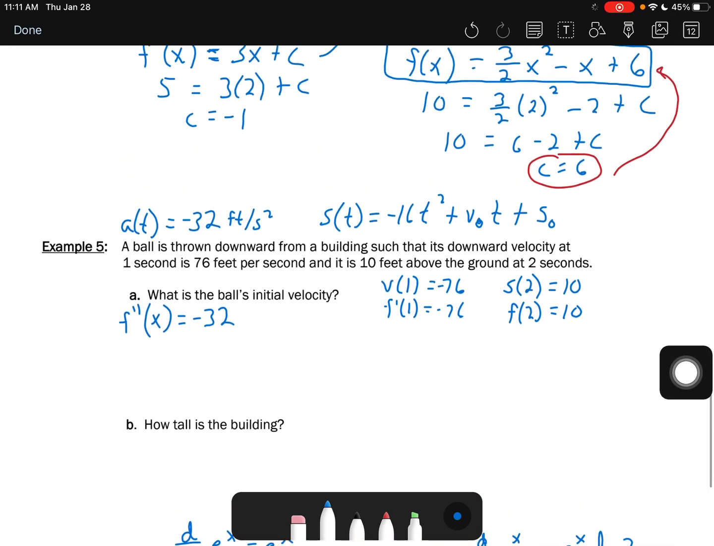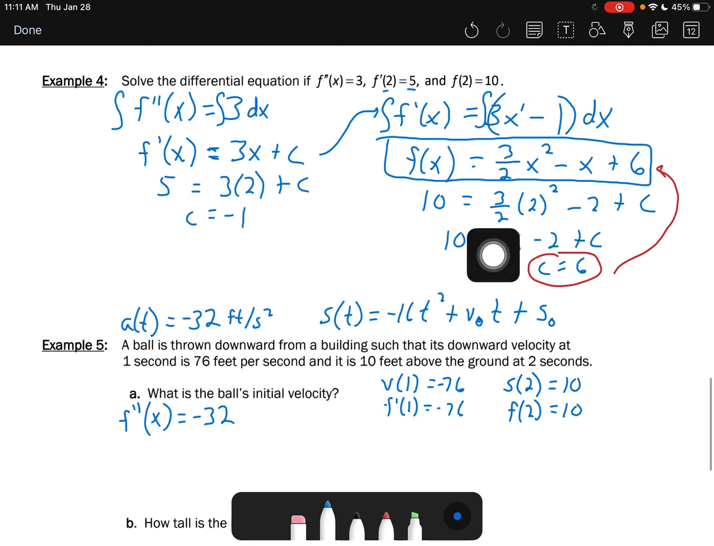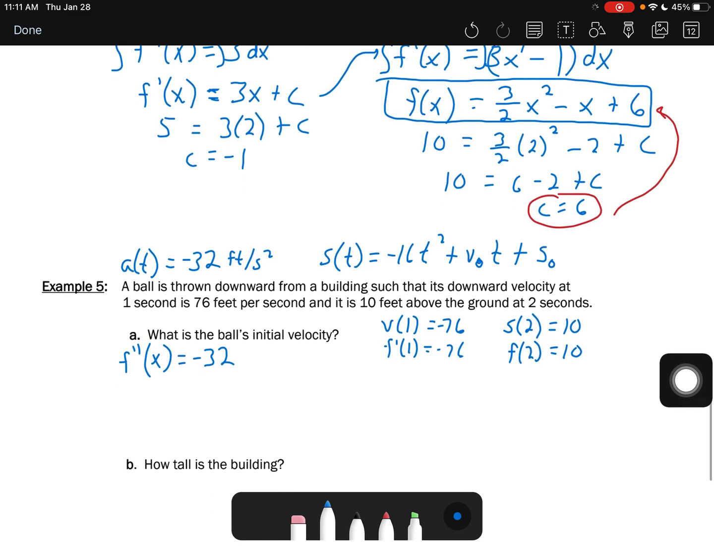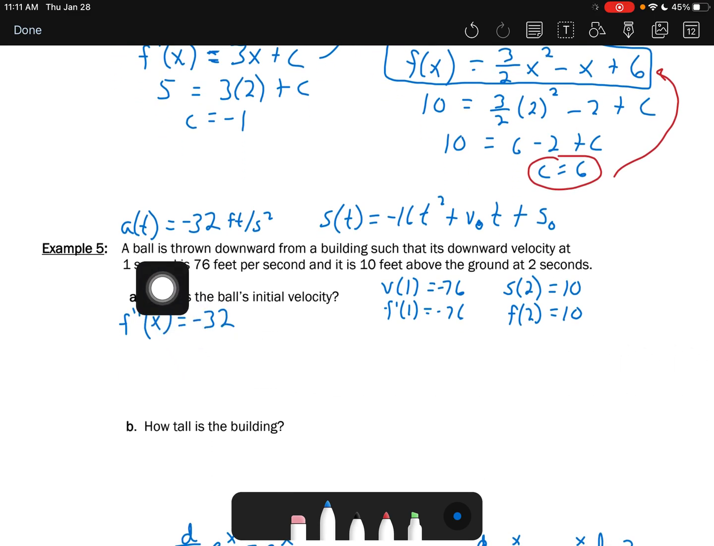So what I want to point out is what we did in the first one, where we started with a second derivative of something, and then we integrated twice to bring it to the original function. That's really what we're going to do here. We're going to start with the fact, because they don't even tell us this, that acceleration due to gravity is negative 32 feet per second squared. That's just a constant acceleration, because we're working on Earth.